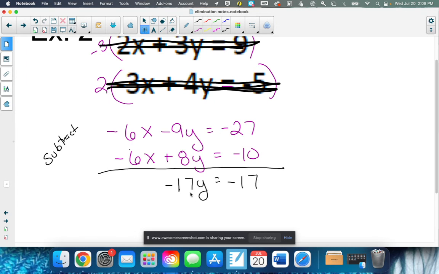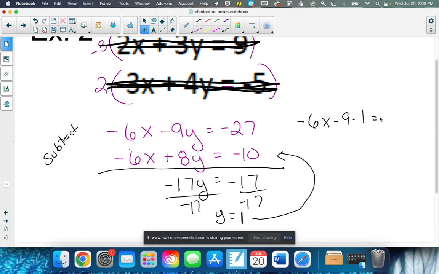Okay, and then I'm going to divide by negative 17 on both sides, and I get y is equal to 1. Okay, so I'm going to substitute y into one of my two new equations. So I'm going to go with the first one. Negative 6x minus 9 times 1 equals negative 27. Simplify it. That's just negative 9. And then go through and actually solve.